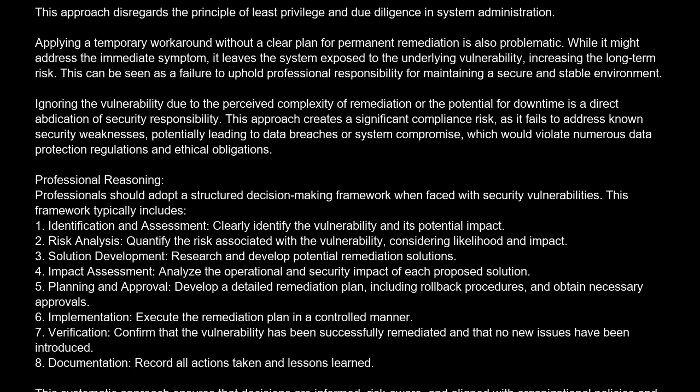6. Implementation. Execute the remediation plan in a controlled manner. 7. Verification. Confirm that the vulnerability has been successfully remediated and that no new issues have been introduced. 8. Documentation. Record all actions taken and lessons learned. This systematic approach ensures that decisions are informed, risk-aware, and aligned with organizational policies and regulatory requirements.